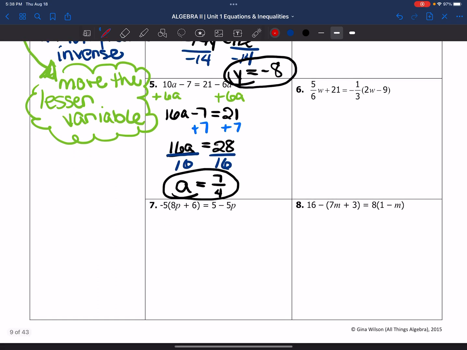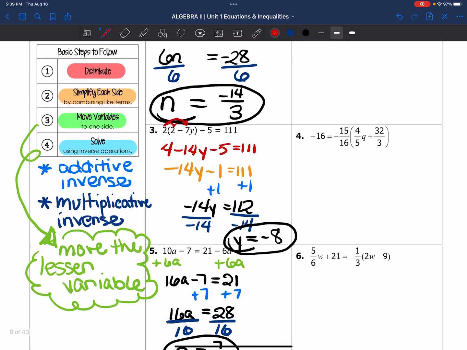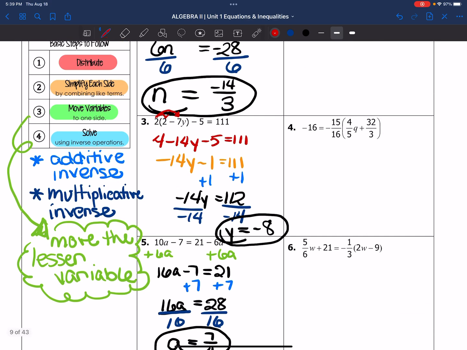It's got parentheses. So when I distribute that negative 5 to the 8p, that's going to give us a negative 40p. And then that negative 5 with the positive 6 is going to be a negative 30. Write the rest of your equation on that right-hand side. And there we have it. We have taken care of distributing. Now, what about simplifying on the sides? Are there like terms on the right side or on the left side? No, we do not have like terms on one side of our equation.